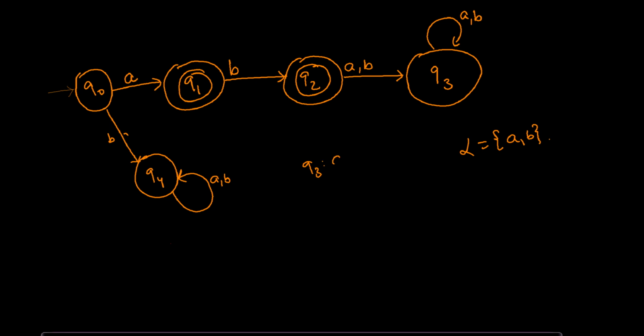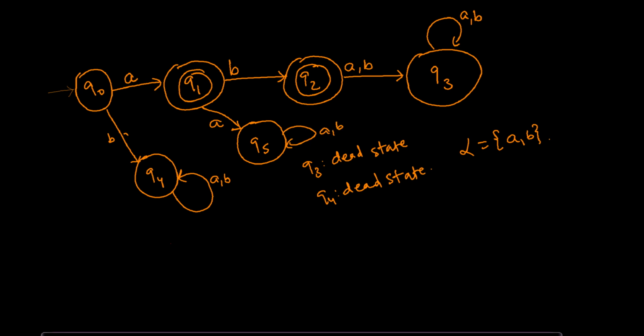In this, Q3 and Q4 are dead states, right? Where will Q1 go on seeing a? There is no way aa and whatever comes afterwards will be a part of the language, and so when you are at Q1, if you see a, you give it to another state Q5, and this is also a dead state, right? So this is, let's say, M1. Machine 1, M1 represents L1.